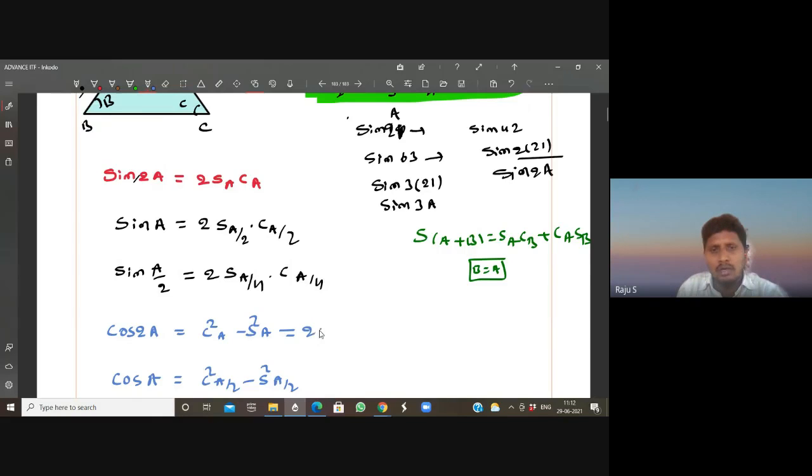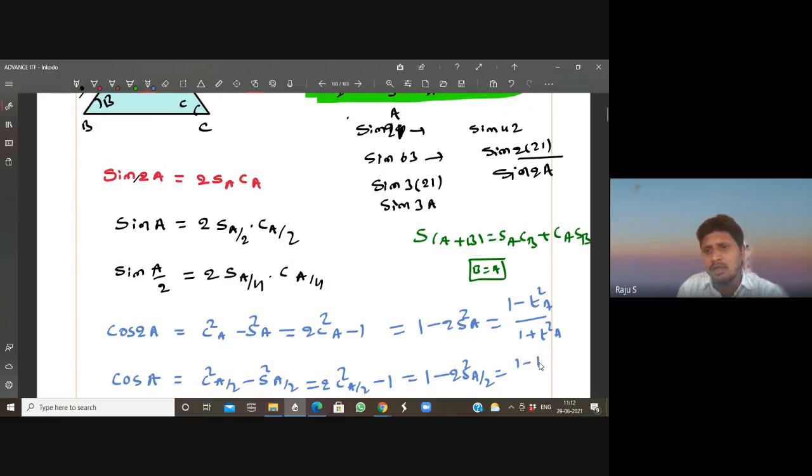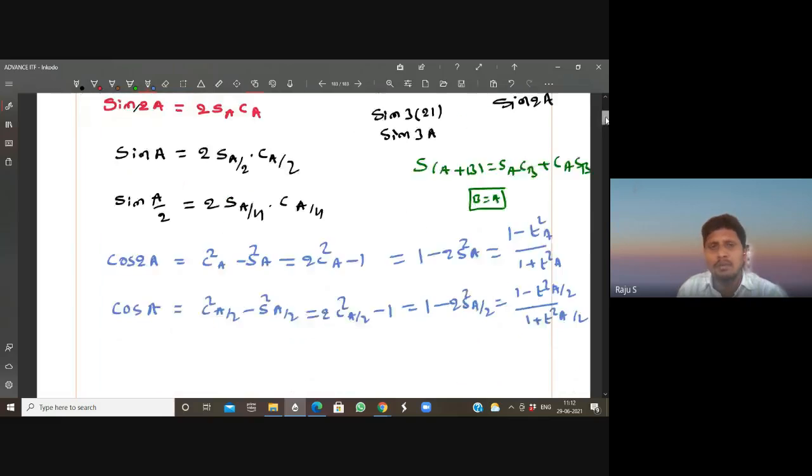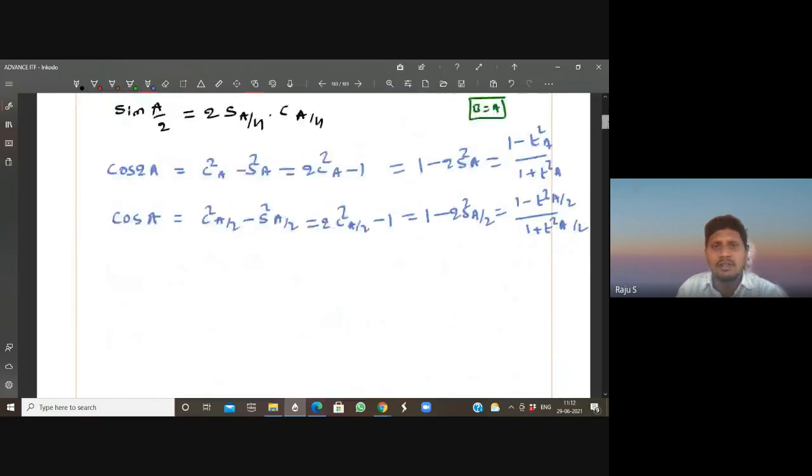This is 2 cos square a minus 1. This can be written as 2 cos square a by 2 minus 1. This is 1 minus 2 sin square a. This can be written as 1 minus 2 sin square a by 2. This we can write as 1 minus tan square a by 1 plus tan square a. This I can write as 1 minus tan square a by 2 by 1 plus tan square a by 2. This is a multiple angle, and the remaining are sub multiple angles. Like that we can write.